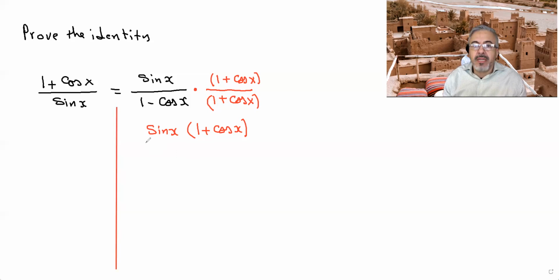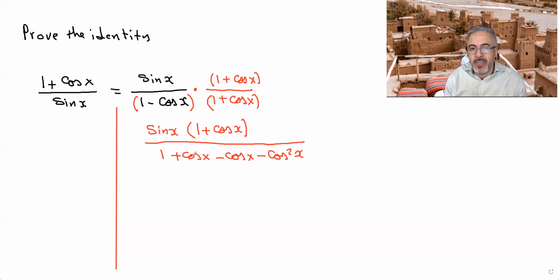So the bottom, definitely the bottom, you want to FOIL this. So when you FOIL this, you're going to get 1 plus cos x minus cos x minus cos squared x. So 1 times 1 is 1, 1 times plus cos x, negative cos x times 1 is negative cos x, times positive cos x you get cos squared x. This will cancel. And you'll end up with sine x.